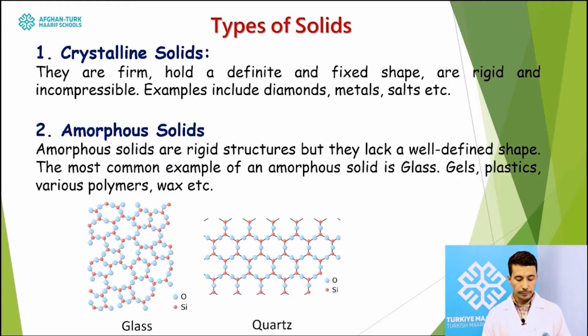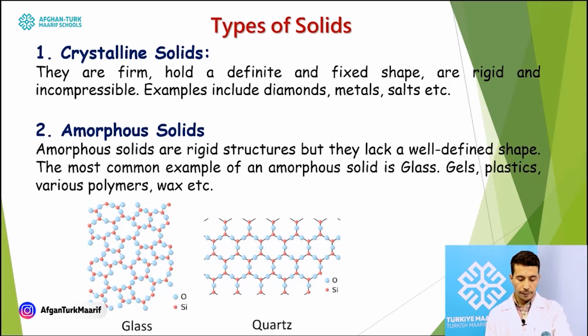What about the amorphous ones? Amorphous solids are also rigid structures, but they lack a well-defined shape. They don't have a well-defined geometrical shape when we study their structure. The common examples are glass, gels, and plastics like PVC, polyvinyl chloride. These kinds of solids are known as amorphous solids.